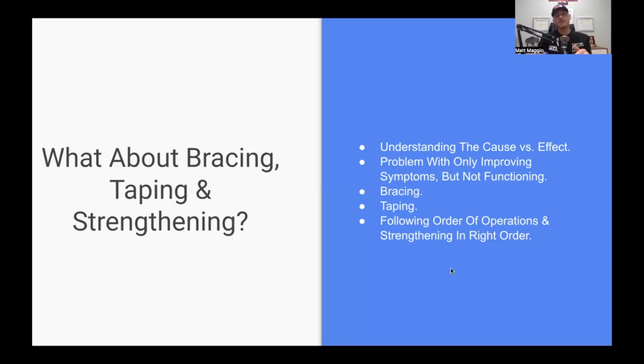The biggest thing is we want to follow what I call an order of operations and strengthen in the right order. So in order to fix any problem, first we have to restore range of motion. That's by finding and fixing the adhesion. Then we need to balance some strength with some corrective exercises. Then we need to increase the strength with overall global motion. That's what we need to follow.